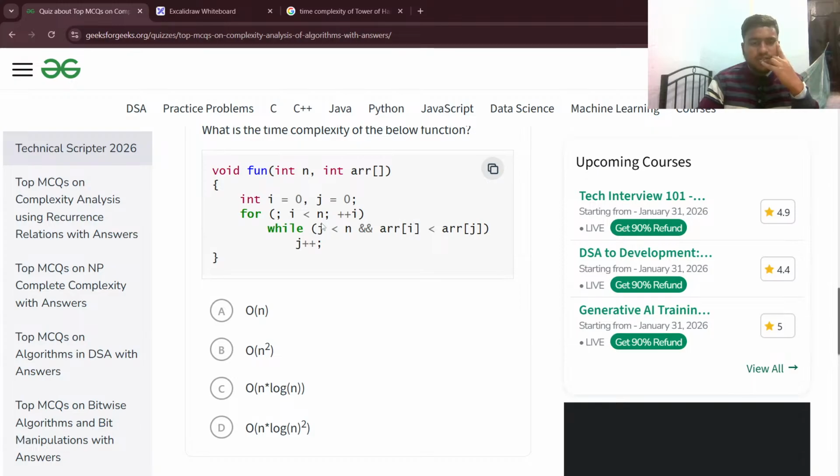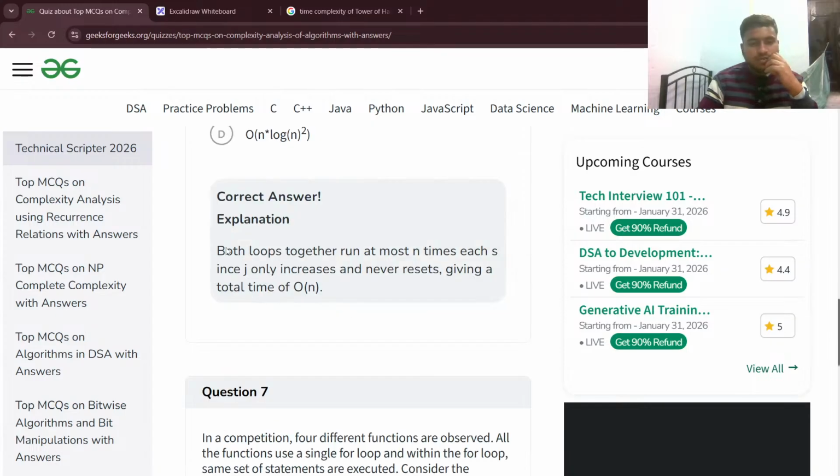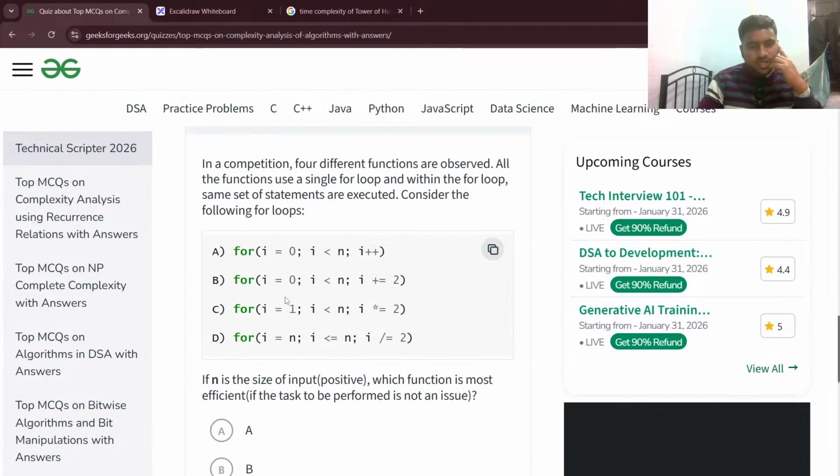Okay, not initial. This will run n times and this will run n times. So it's big O of n. So that's the correct answer. Both loops together run at most n times. So yeah, that is the good one.